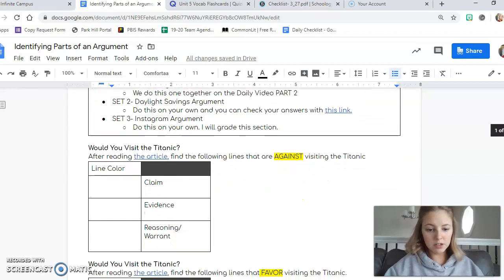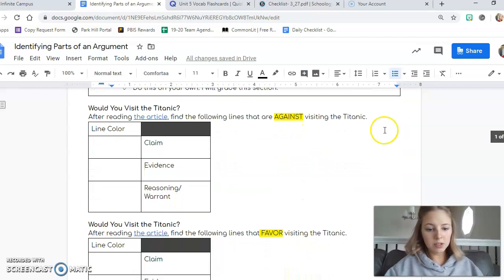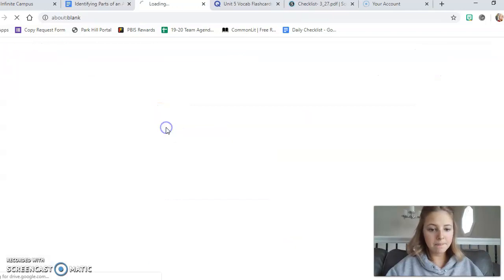Okay, so set 1 we're going to do together. Like I said, we're going to be looking at the pro and con side of each argument, and then we're going to be deciding which parts are claim, evidence, and warrant for each side. So let's go ahead and take a look at the article. I linked it on both sides, but it's the same article, just so you know.